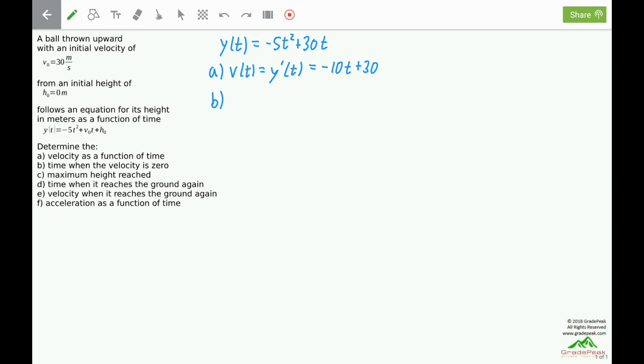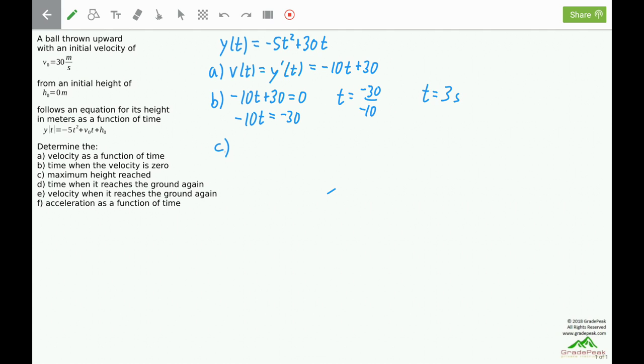For part B, we want to determine the time when the velocity is 0. So we can take the velocity expression and set it equal to 0. Solving for t, subtract 30 from both sides. And now we'll divide both sides by negative 10. Negative 30 divided by negative 10 comes out to a positive 3. The time units can be seen over here in the initial velocity. The time units are seconds. So there's our time when the velocity is 0.